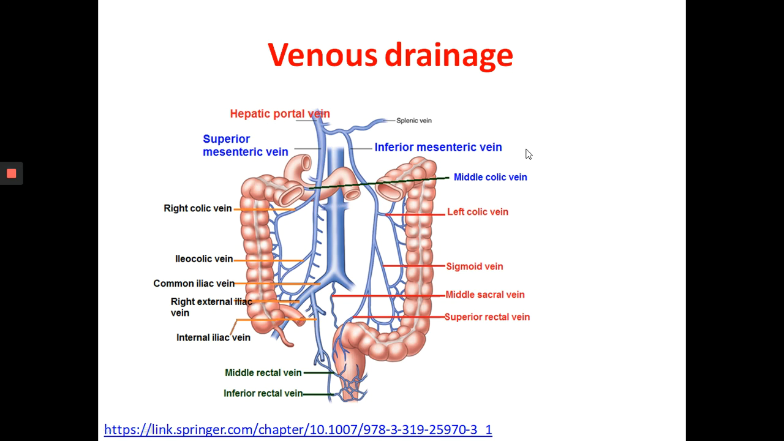Most of the lymph from the superior mesenteric and inferior mesenteric nodes passes to the intestinal lymph trunks and on to the cisterna chyli, where it ultimately empties into the thoracic duct.